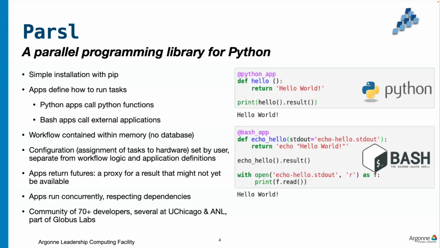The workflow for Parsl is contained within memory. So this can either exist on perhaps like a login node where you have some orchestration process there and it's submitting work to multiple batch jobs perhaps on your behalf. Or you can have the orchestration contained within a batch job that you submit to the scheduler. And we'll see both examples.